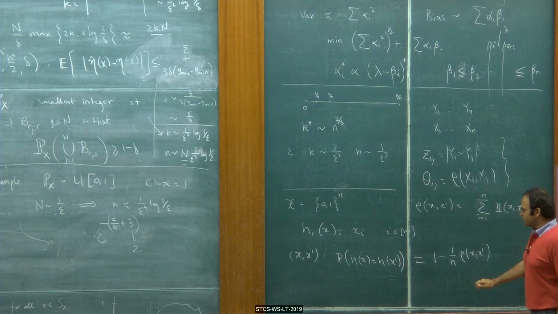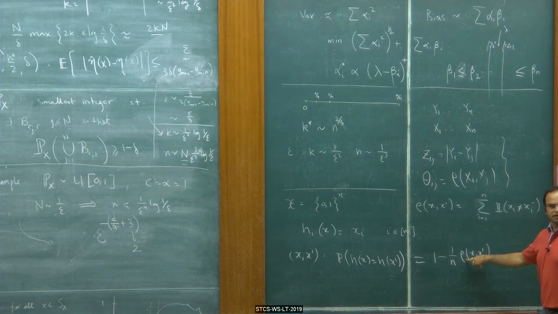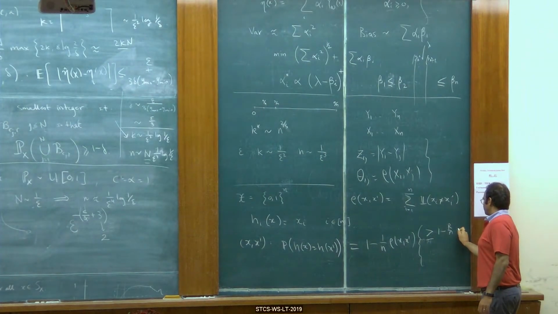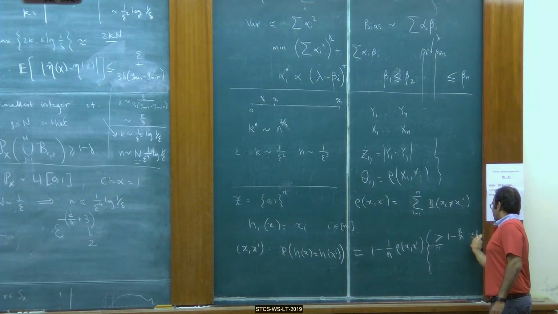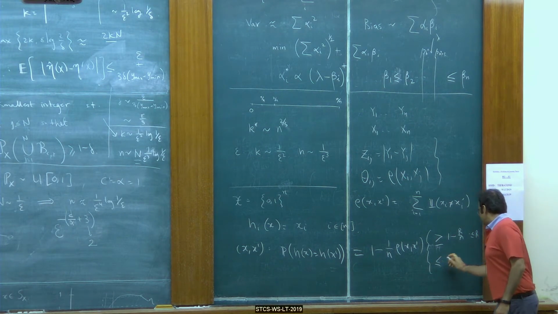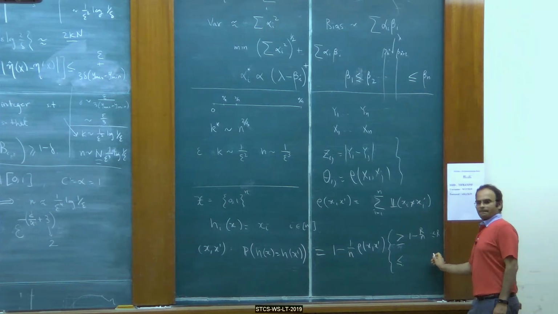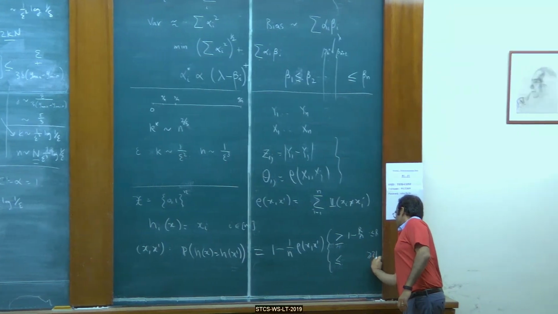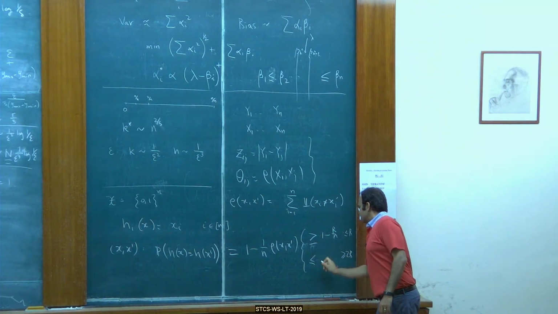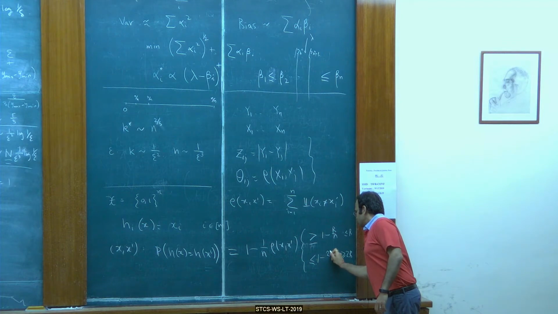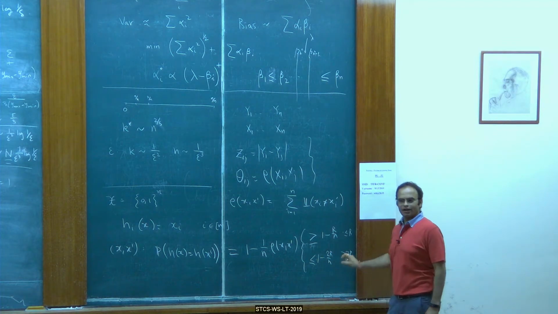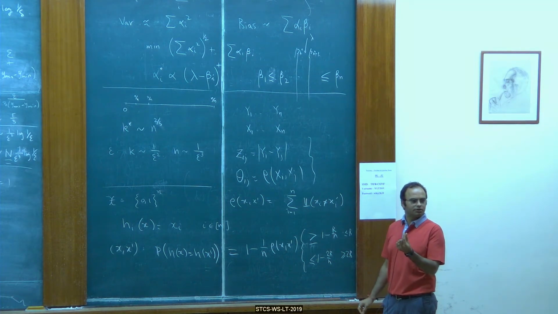What that means is that if the distance is less than or equal to r, the probability of these guys matching is greater than or equal to 1 minus r over n. If the distance is greater than or equal to c times r, say 2r, then this is less than or equal to 1 minus 2r over n, right? So now I've got a gap, small gap, but gap.